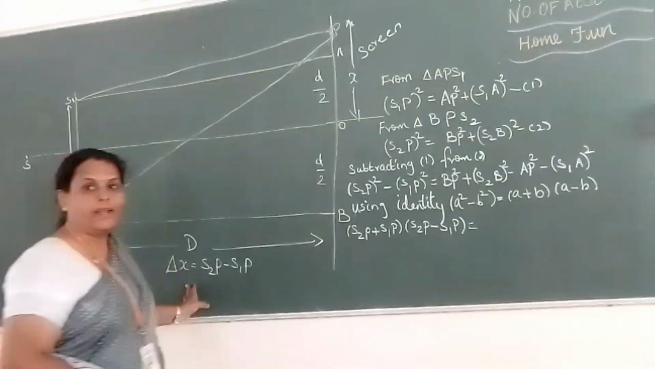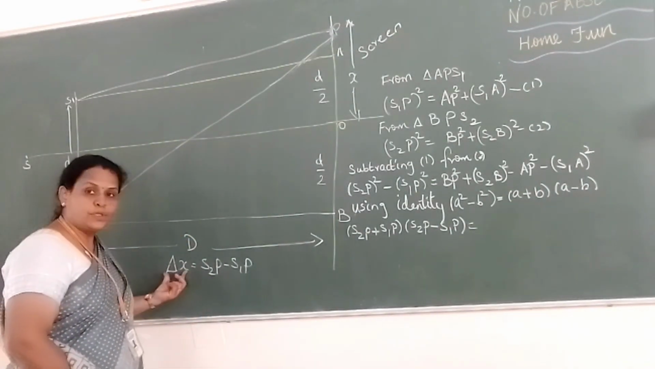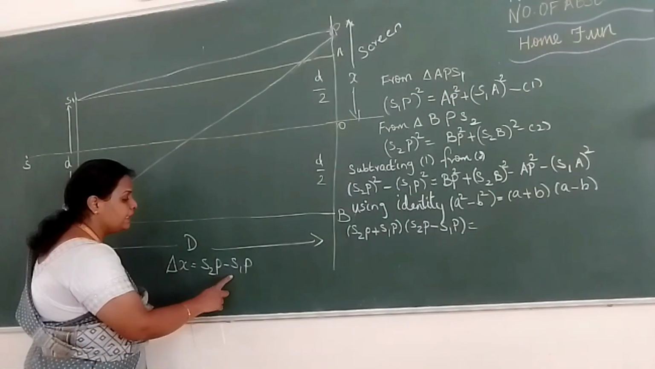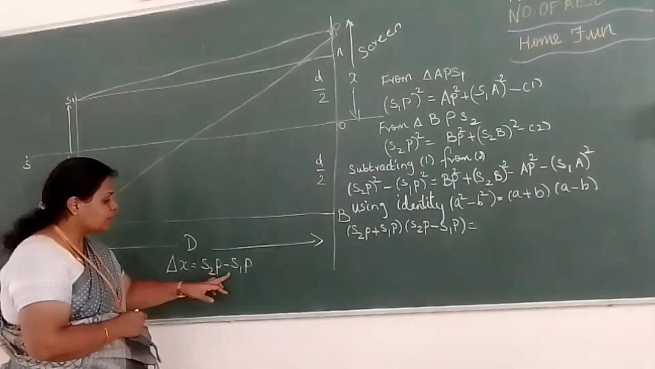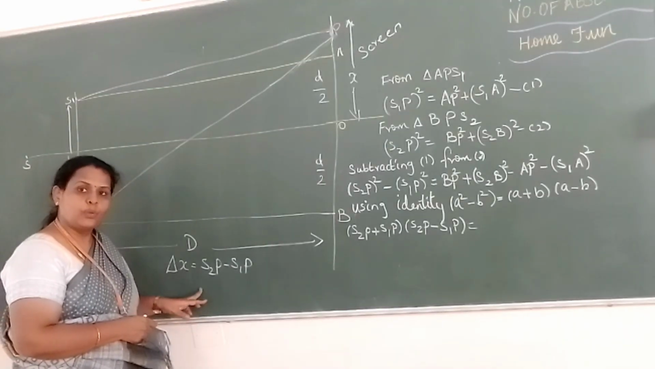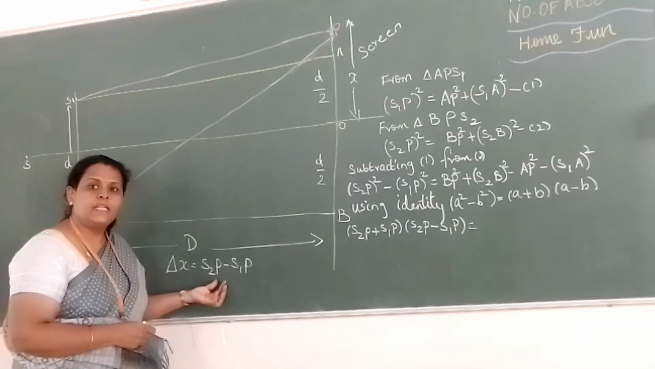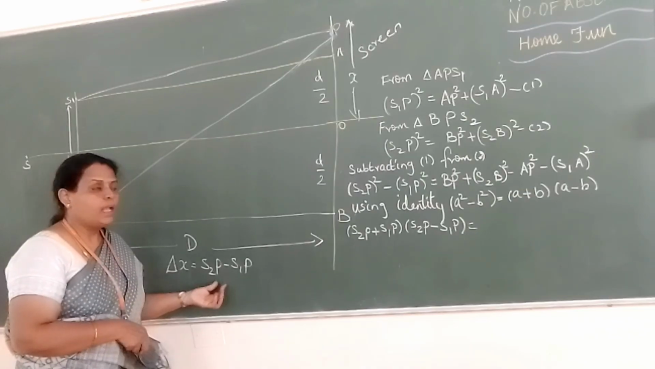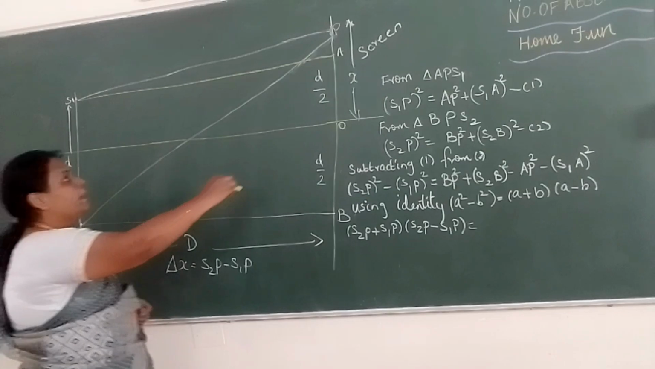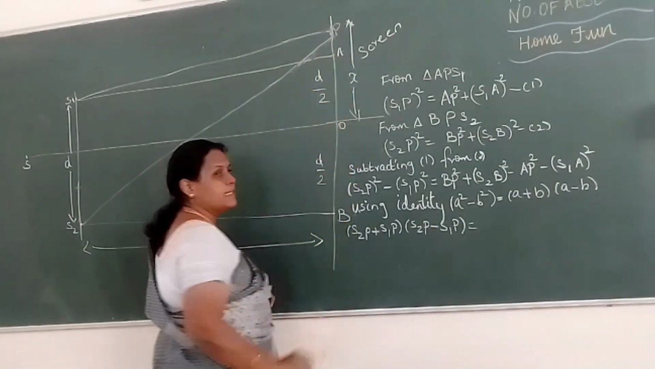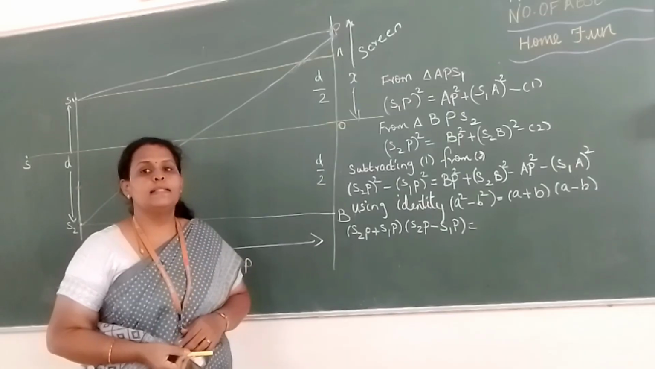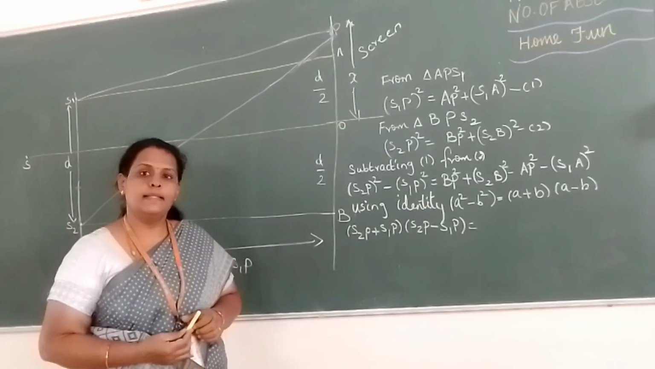So we know to find the path difference denoted by del x, that is equal to S2P minus S1P, where S1 and S2 are the two sources that are carrying the coherent waves and P is any arbitrary point. Can you see S1, S2 and the point P here in the setup? Yes. Always the point P will be located on the screen.